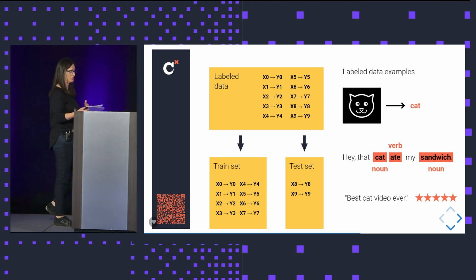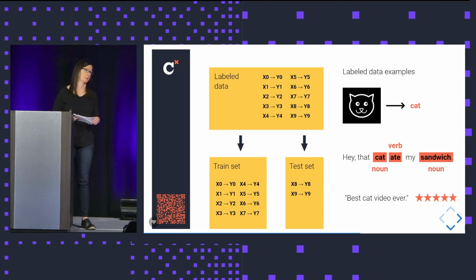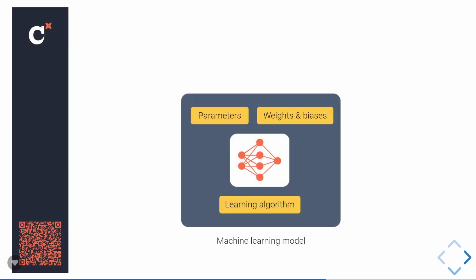One set of examples to train your model, and the other set to evaluate the performance of that trained model. Training the model consists of, first, selecting your learning algorithm, like a random forest, SVM, or neural net, and then setting the weights and biases, or parameters, used by that learning algorithm. You then use your training data set. You feed the training data inputs into your model and capture the output predictions.